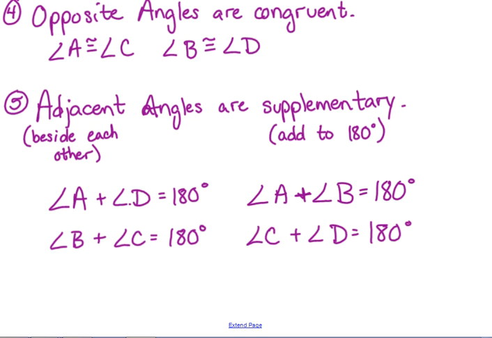Adjacent angles. If they are right next to each other or they share a side, they're considered adjacent angles and they are supplementary. So you add them up and they equal 180. If they're opposite, they're across from each other, then they're equal to one another.